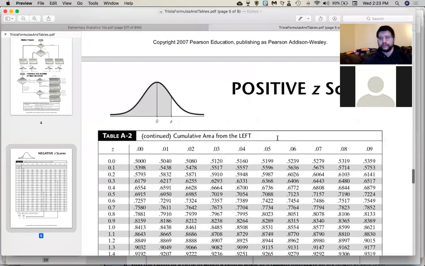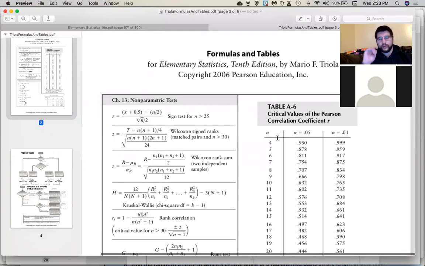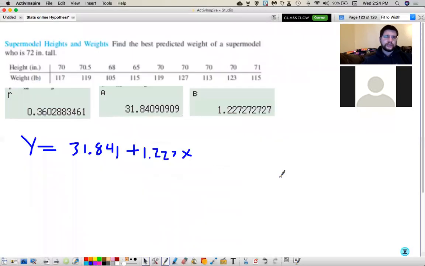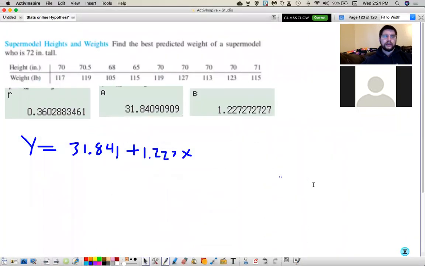Oh, wrong way. So look over here on this correlation chart. It's on page 3, that's the front of the second page. So n was 9. Yeah. So 0.666 would be the very minimum R correlation coefficient that would allow us to use that regression equation. That isn't nowhere near 0.666. So we're not going to use this.